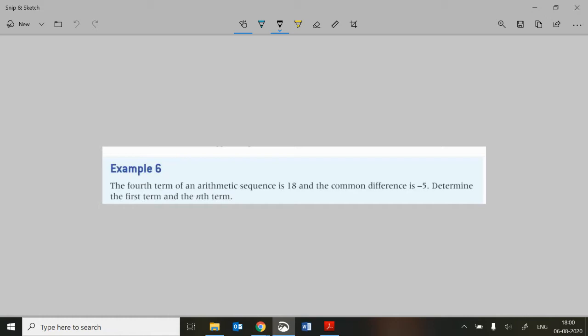Example 6 in this exercise, in this unit. The 4th term of an arithmetic sequence is 18, and the common difference is minus 5. Determine the first term and the nth term. Well, they want us to use this formula. They call it u1, depends what you want to call it.